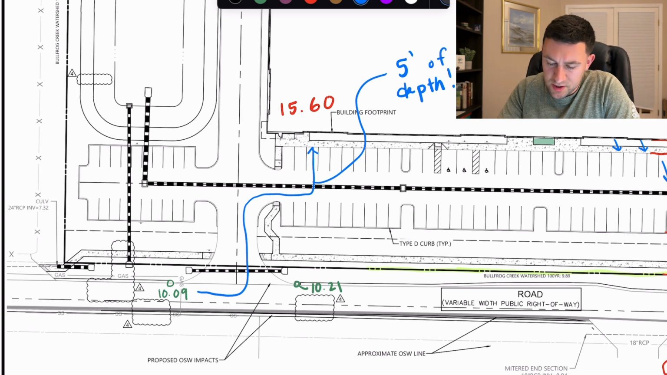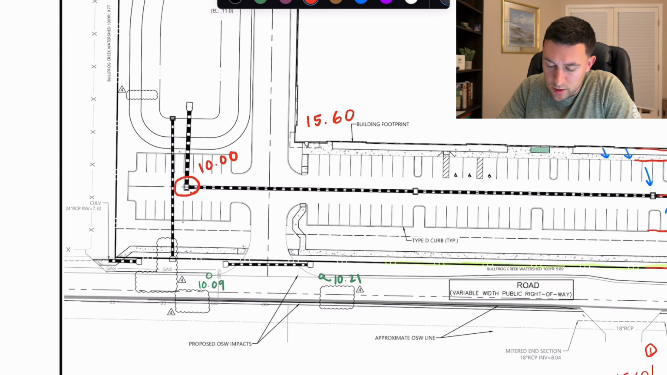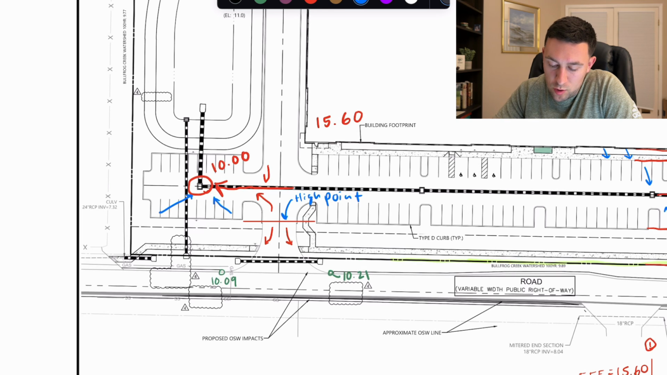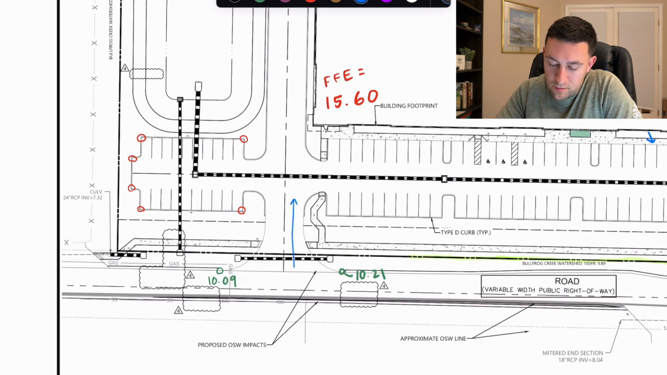One place that I'd like to start here is I really just want to understand what kind of grades we're going to have right here because I know that it's going to be a high point. Again, we're going from the 15.6 down to the 10.09, 10.2. So I really want to understand my grades right here. That way I can start working backwards and start verifying my driveway slopes right here and right here.